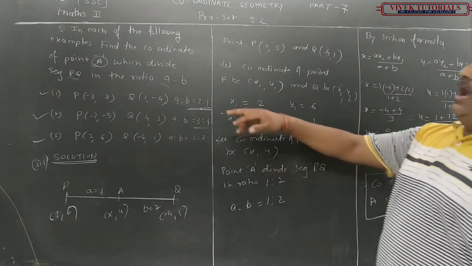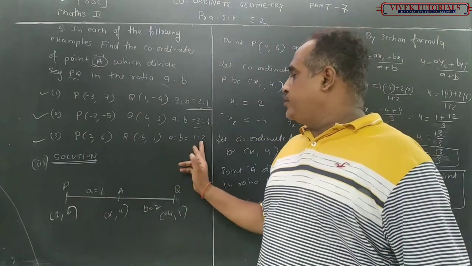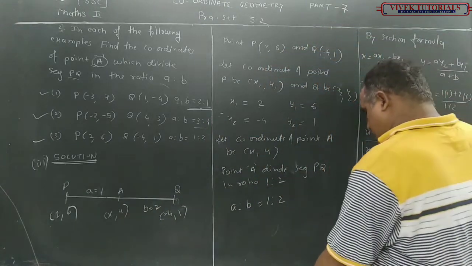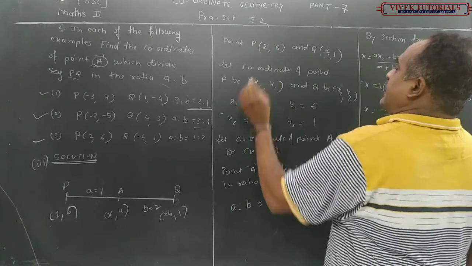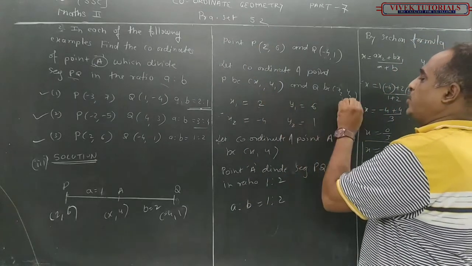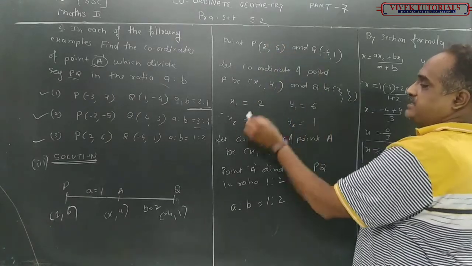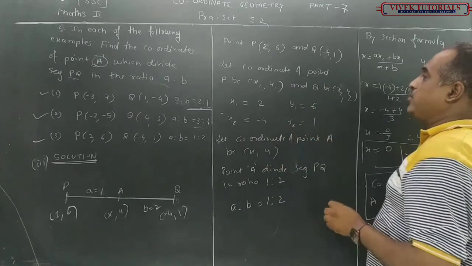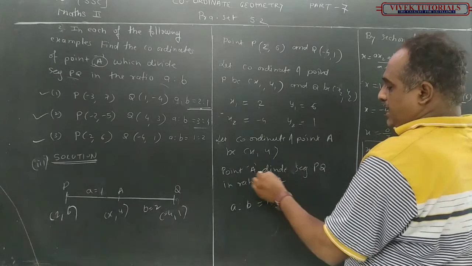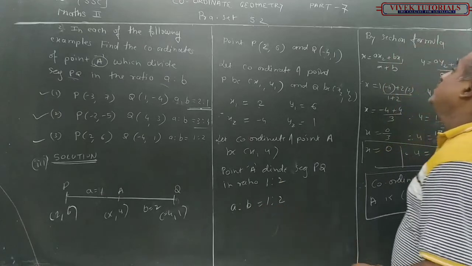Once again, look: the coordinate of point P is 2,6, Q is -4,1 and the ratio is 1:2. Let the coordinate of point P be x1, y1 and Q be x2, y2. The value of x1 is 2, y1 is 6, x2 is -4, y2 is 1. Let the coordinate of point A be x, y. A divides the segment PQ in ratio 1:2.